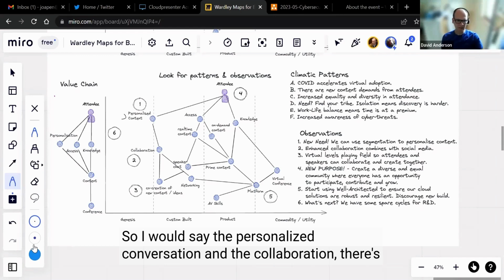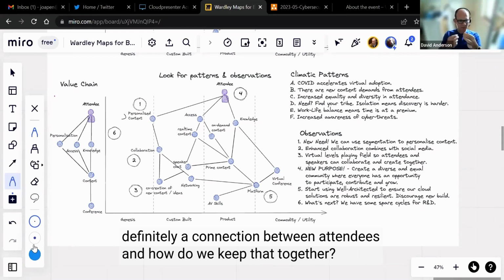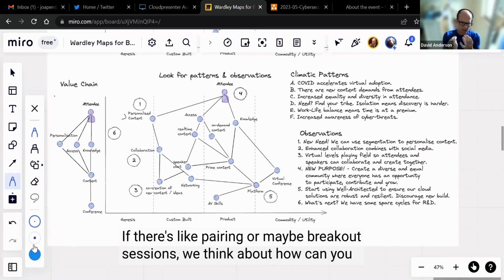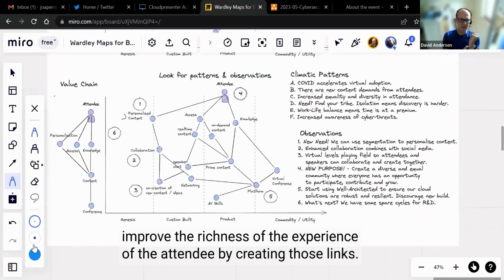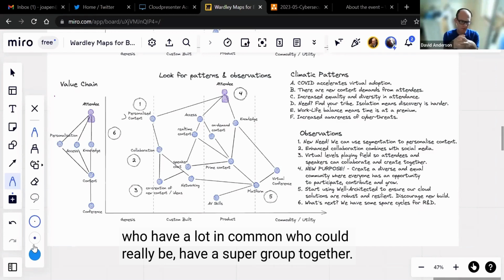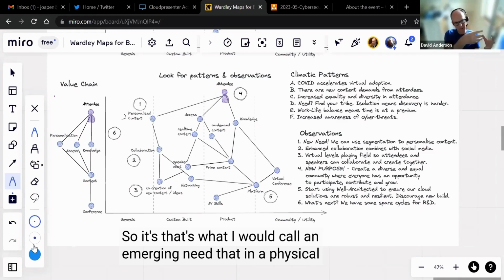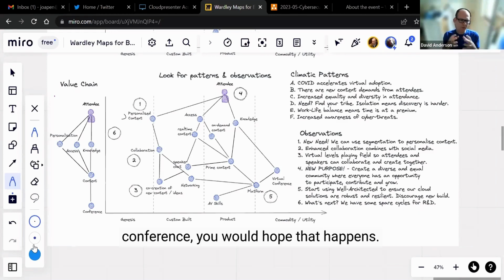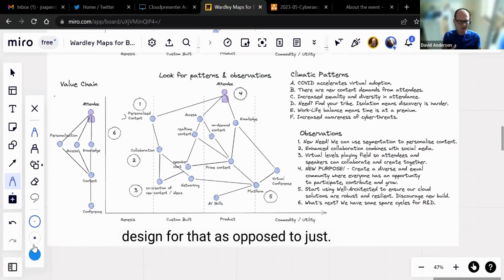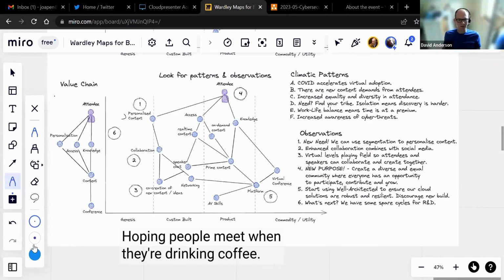So I would say for the personalized content and the collaboration, there's definitely a connection between attendees and how we keep that together. There could potentially be another dependency there, where maybe there's pairing or breakout sessions. We think about how you can improve the richness of the experience of the attendee by creating those links. If you have 100 people attending an event, can you spot 10 people who have a lot in common who could really have a super group together? That's what I would call an emerging need. In a physical conference, you would hope that happens. In a virtual conference, you can plan for that and actually design for that, as opposed to just hoping people meet when they're drinking coffee.